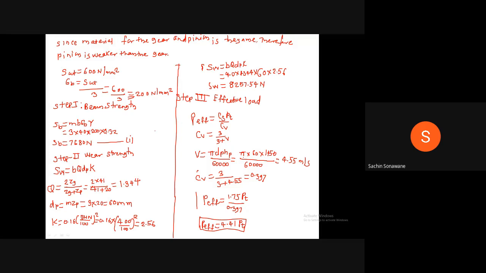For the wear strength, give equation 2. And for this effective load, you give equation 3. I think you have written equation 1, equation 2, equation 3.